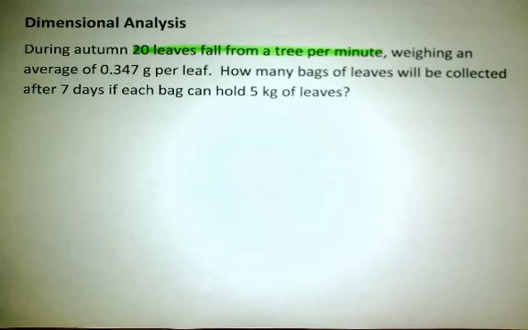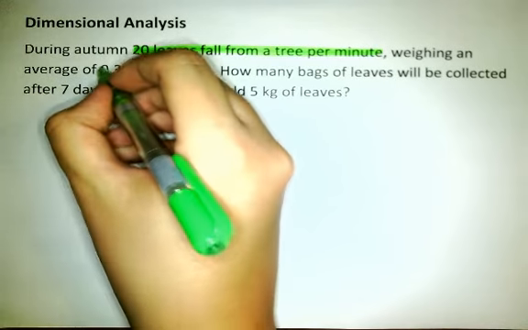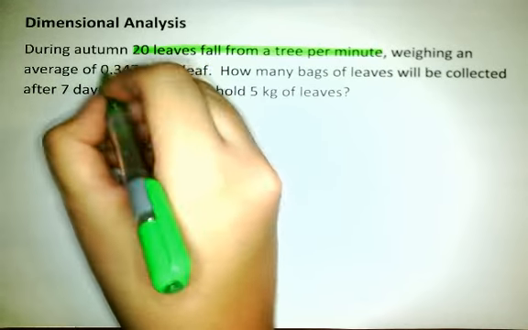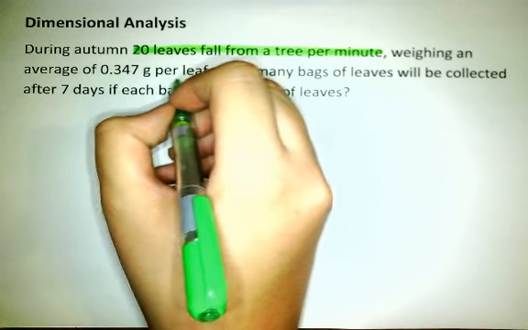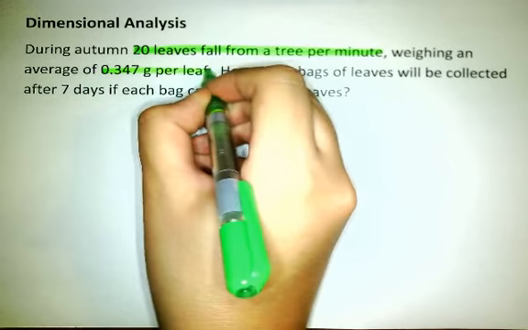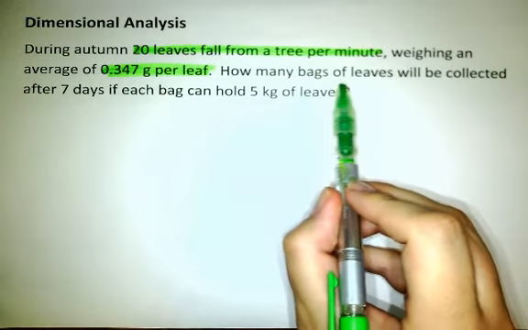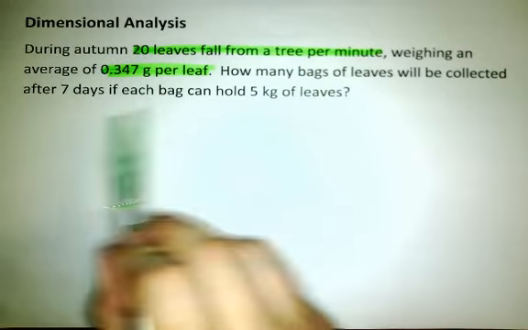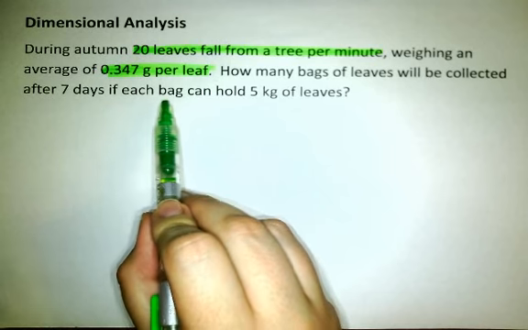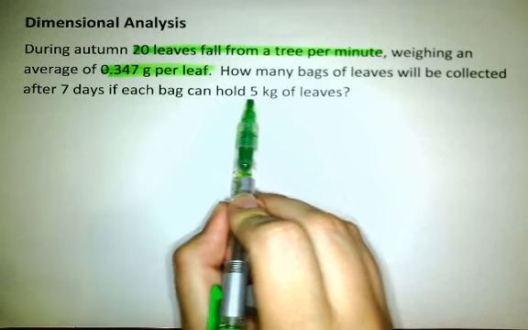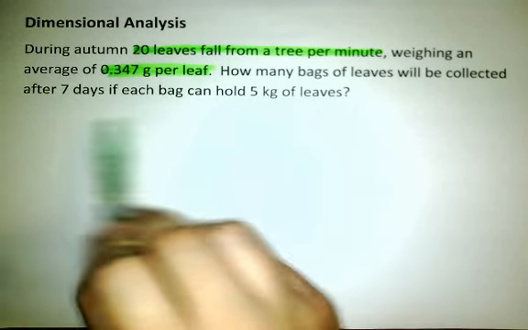And then it says weighing an average of 0.347 grams per leaf. So here again we have a relationship. Here's the word per. So I'm going to highlight that when we have a relationship. How many bags of leaves will be collected after 7 days if each bag can hold 5 kgs of leaves?